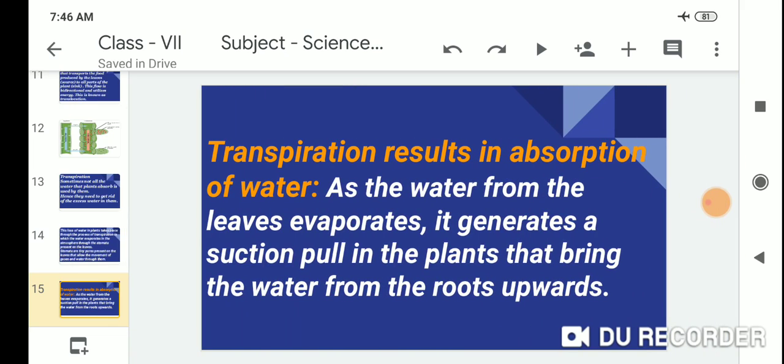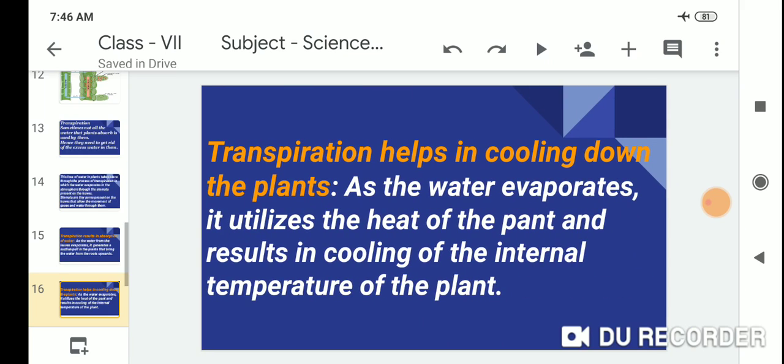Transpiration results in the absorption of water. As the water from the leaves evaporates, it generates a suction pull in the plants that brings the water from the roots upward. Transpiration helps in cooling down the plants. As the water evaporates, it utilizes the heat of the plant and results in cooling of the internal temperature of the plant.